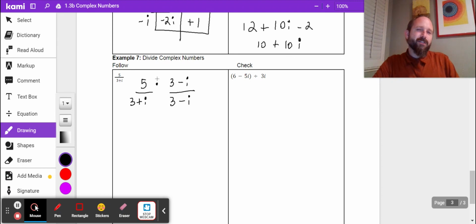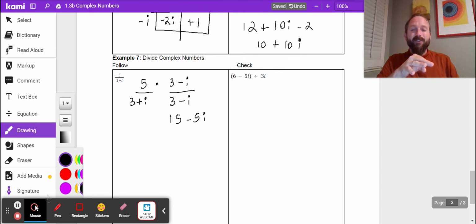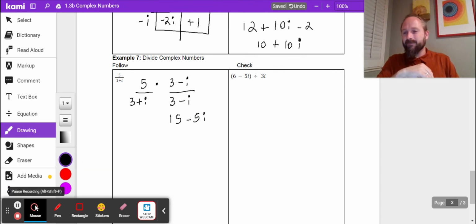But on the top one, let's do the top one right now. Remember, I'm not multiplying by anything right here. I'm just multiplying by 1. Well, because what's 5 divided by 5? 1. What's 3 minus i divided by 3 minus i? 1. Any number divided by itself is 1. So if I did the top, this is what I would get. I would get 15 minus 5i. And now let's show you the work so you can believe me when I show you the solution.